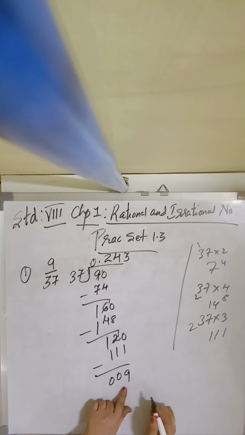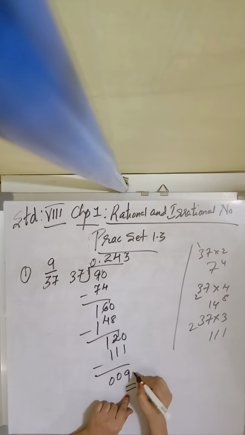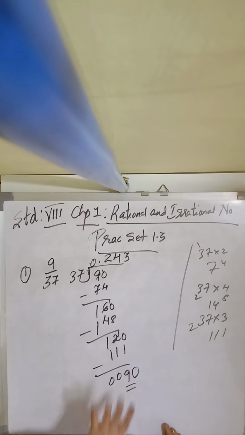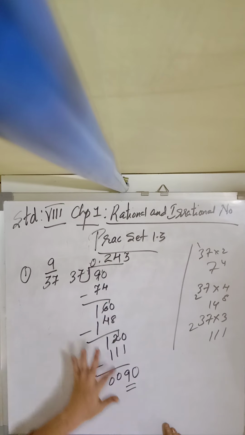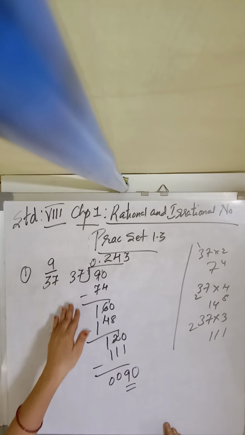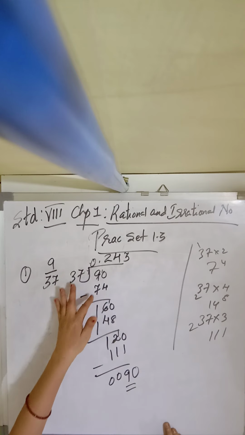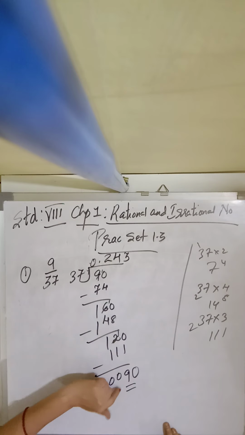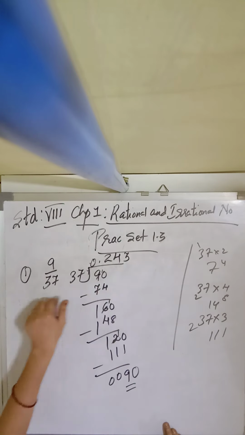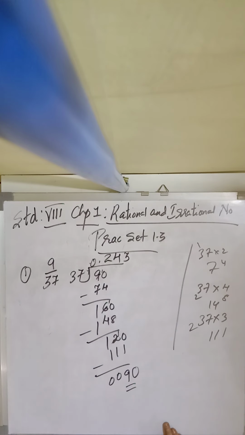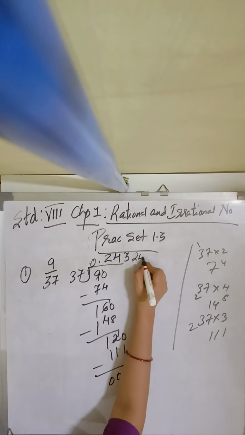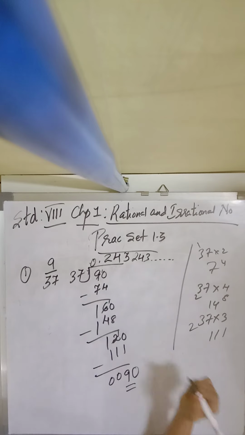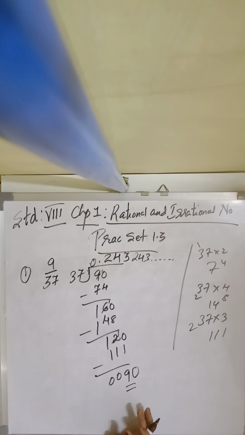Now you can see, children, we have got 9. Once you have taken the decimal you can put a 0, that means 90. Again the same process will start: again 90, again 37 2s are, 37 4s are, 37 3s are. It will be the same, again 2, 4, 3. So this will go on, children.